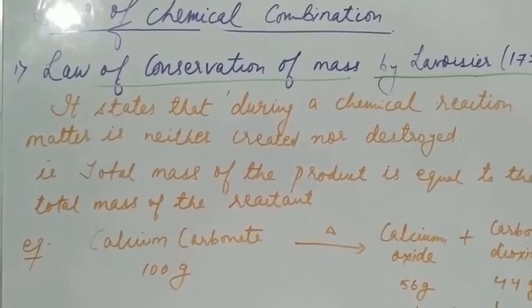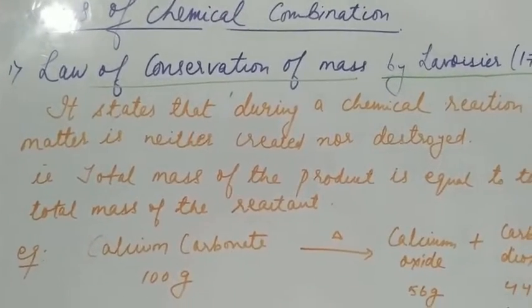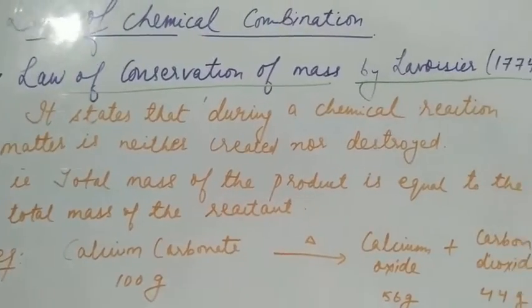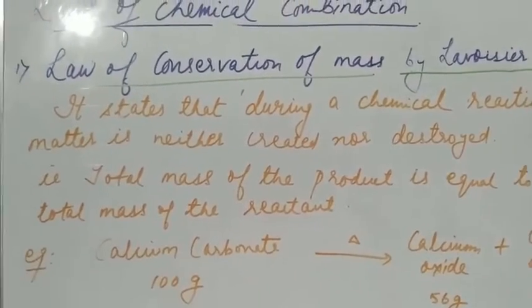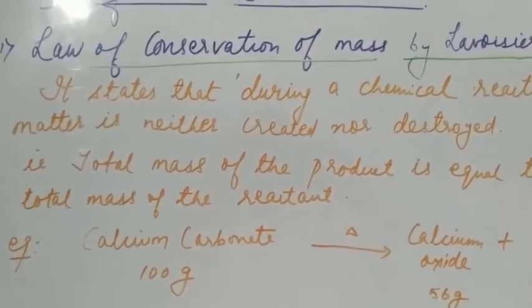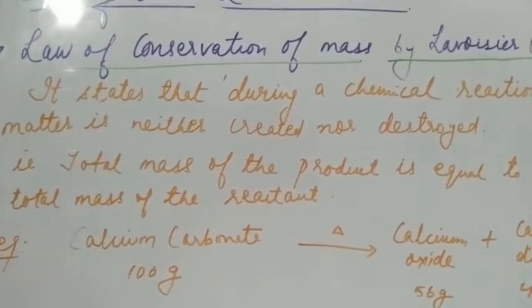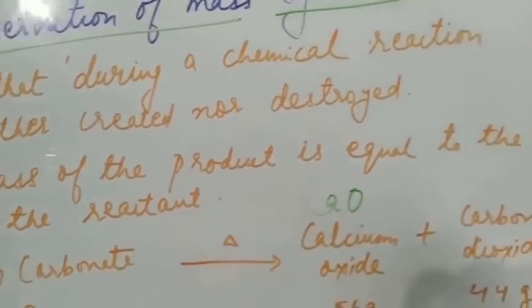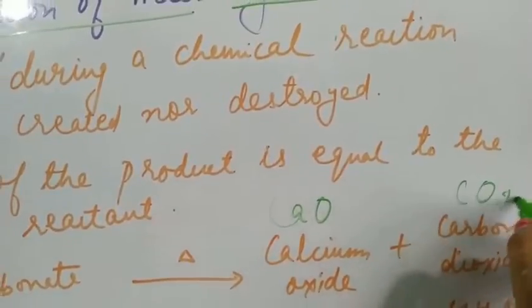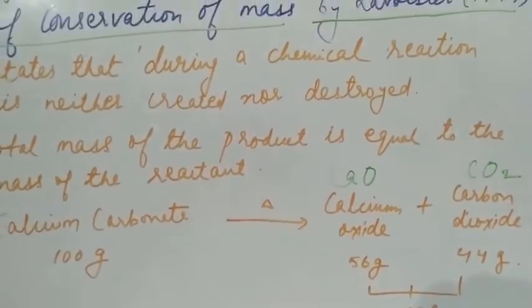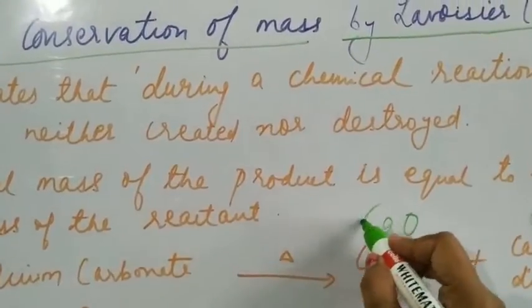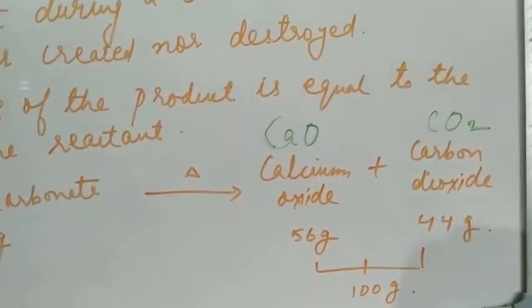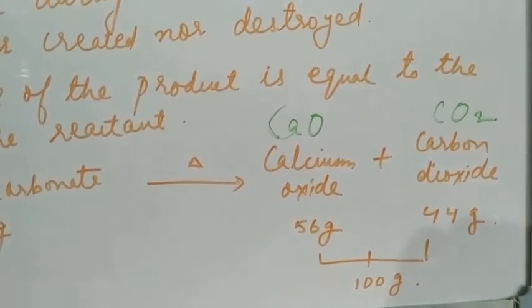For example, you can see calcium carbonate. When it is heated, it gives out calcium oxide plus carbon dioxide. So if we take 100 gram of calcium carbonate and we heat it, we get calcium oxide, that is CaO, and carbon dioxide, that is CO2. So we get 56 gram of calcium oxide plus 44 gram of carbon dioxide, and if we add up these two, we get 100 grams.